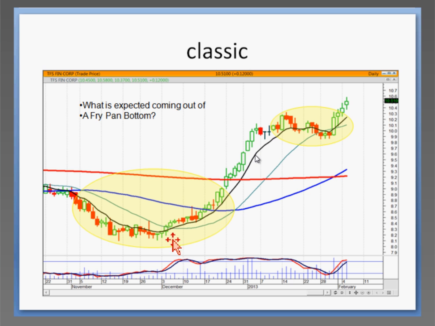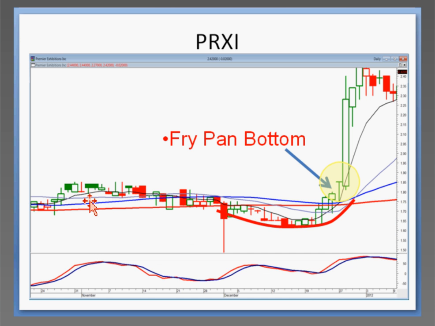Look at our doji sandwich. And what do we expect coming out of a fry pan bottom? A very strong price move. And then this usually kicks into what we call the classic, which is the JHook pattern. What do we expect from a JHook pattern? The prerequisite is a very strong price move, then a consolidation, and then wave 3, which is usually the same magnitude as wave 1. So that fry pan bottom, we're looking for the spot where it's going to break out, which is usually where the fry pan bottom started.